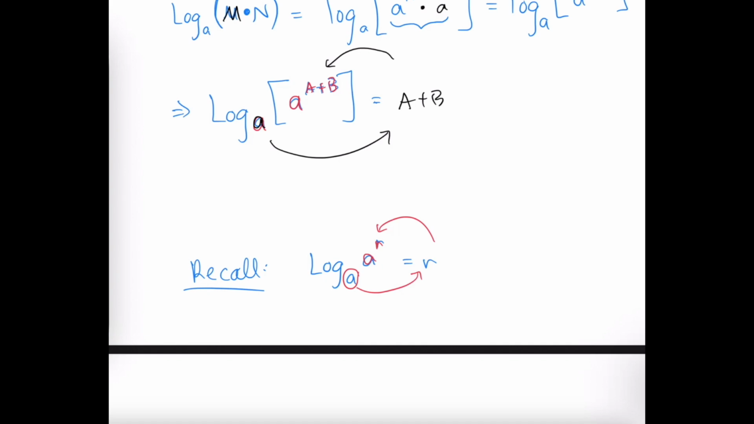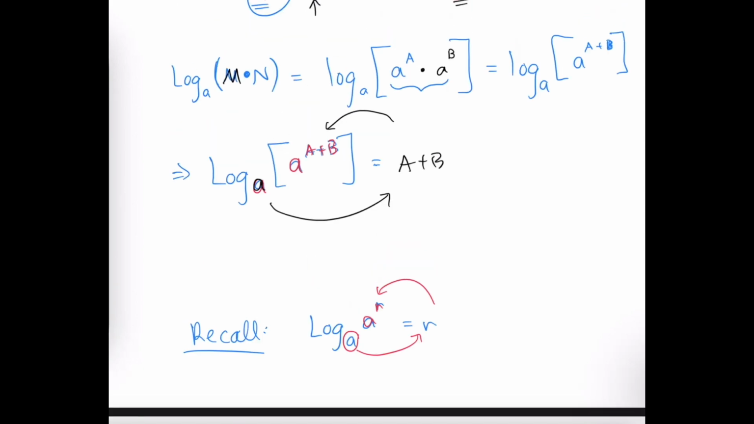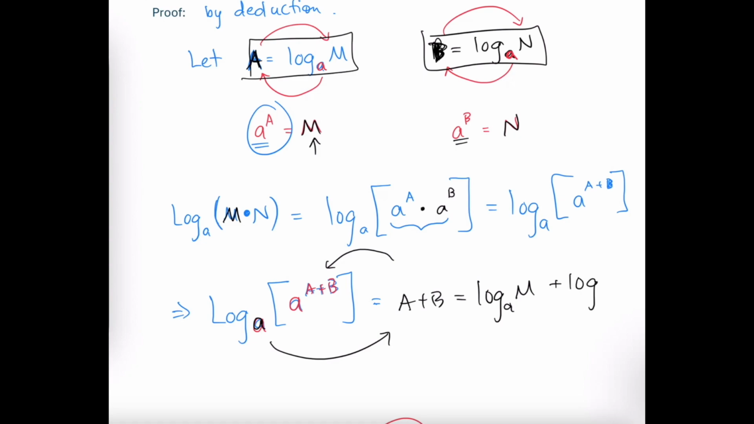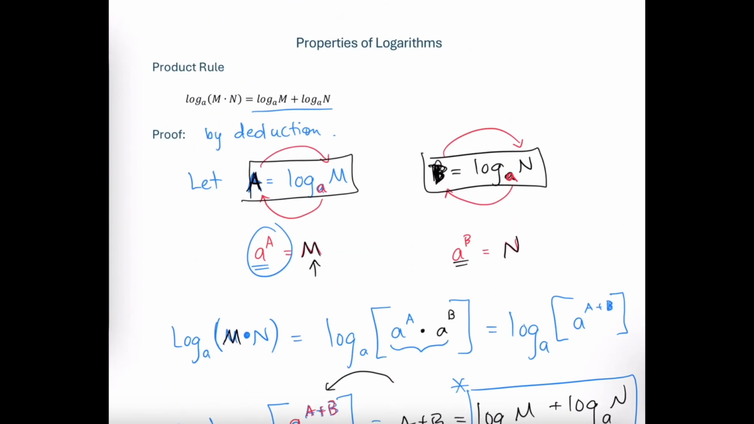Well, a raised to the A plus B power is equal to that argument of a raised to the A plus B power. So A plus B, remember, A is what we originally assigned to the complicated quantity log base a of M, and B is what we originally assigned to the complicated quantity log base a of N. And so let's back substitute now for these quantities A and B, and we have A is equal to the log base a of M, and B is equal to the log base a of N. And remember, that is what we were trying to prove. That is the second part of the equation that was the property.